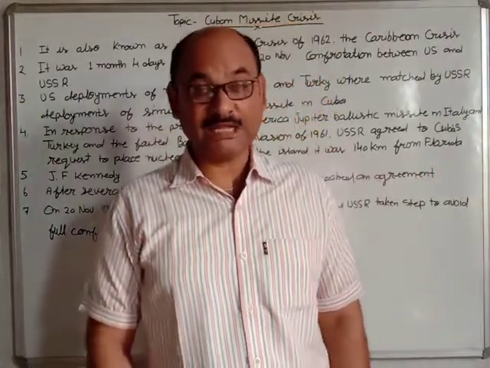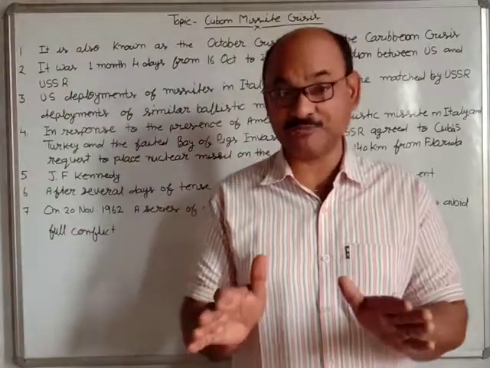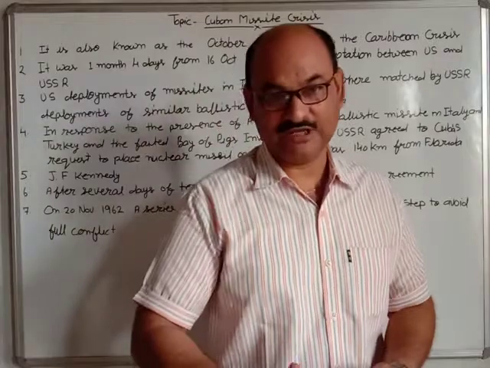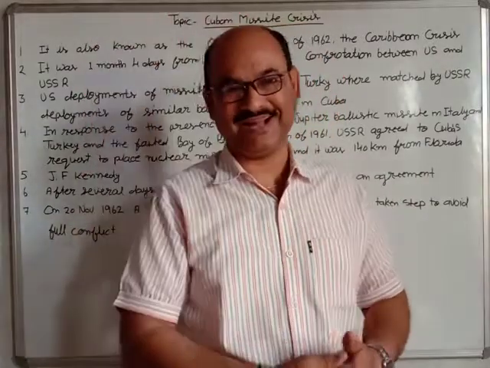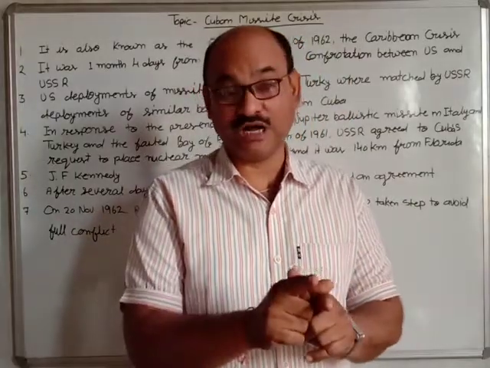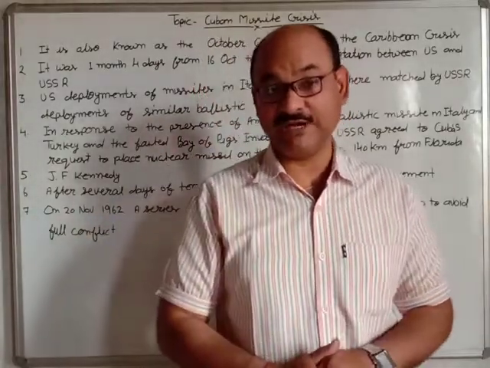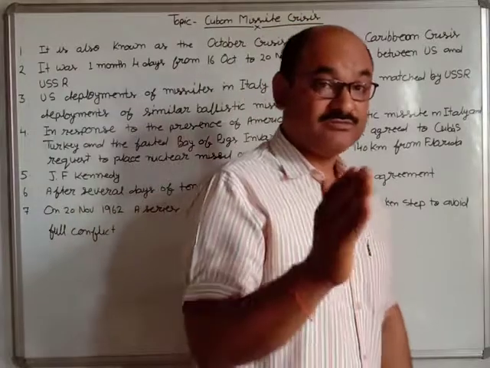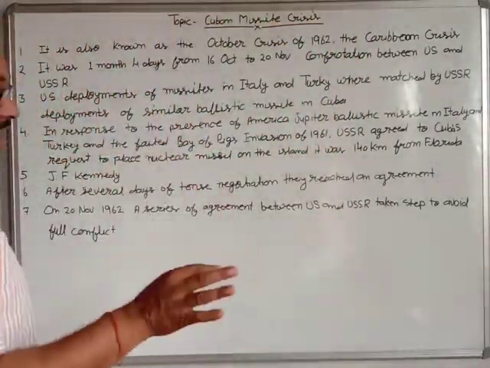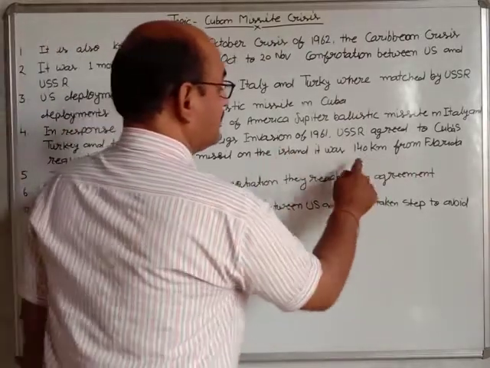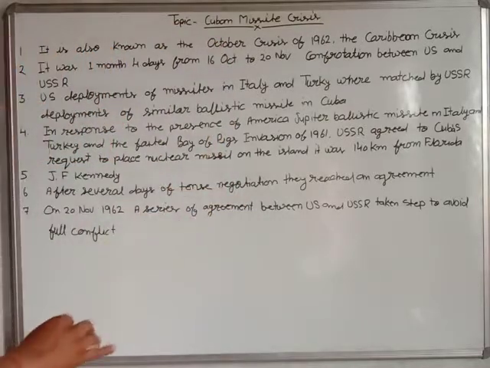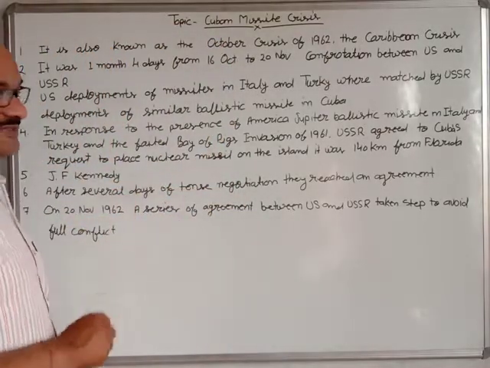And very peacefully they started the deployment of missiles toward America. Cuba was very close to Florida. Florida is a state of America, and where Cuba had given permission to deploy the missiles, it was 140 kilometers from Florida. It made America worried.